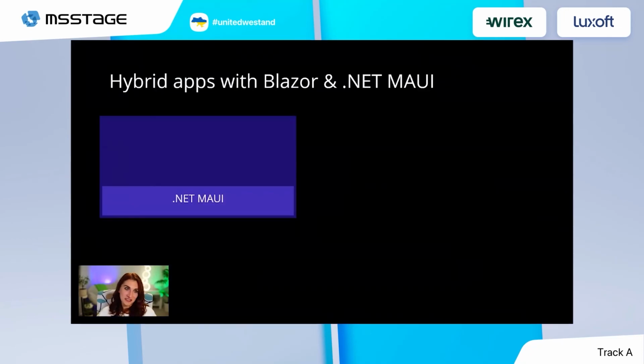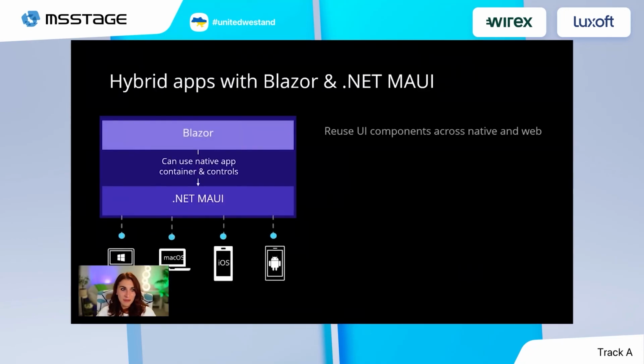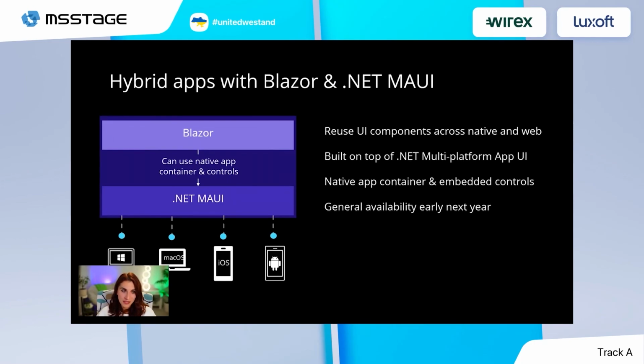So check it out. And at the end, I wanted to talk about hybrid apps with Blazor and .NET MAUI. So we first supported Blazor on the server, then in the browser with WebAssembly. And now we're extending it again so you can write Blazor hybrid apps. This means you can create hybrid client apps which combine web and native UI together in a single native client application. And it's primarily targeted at web developers that want to provide rich client and offline experience for their users.